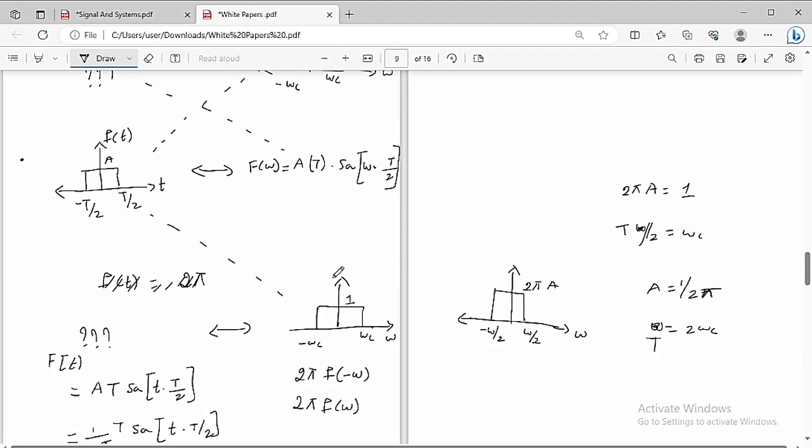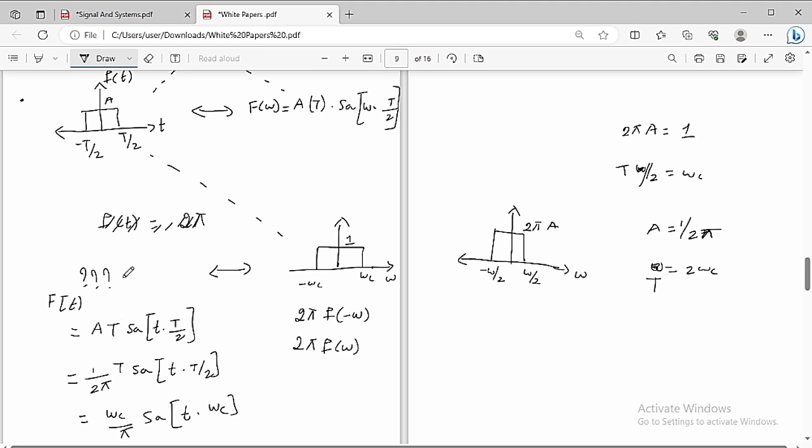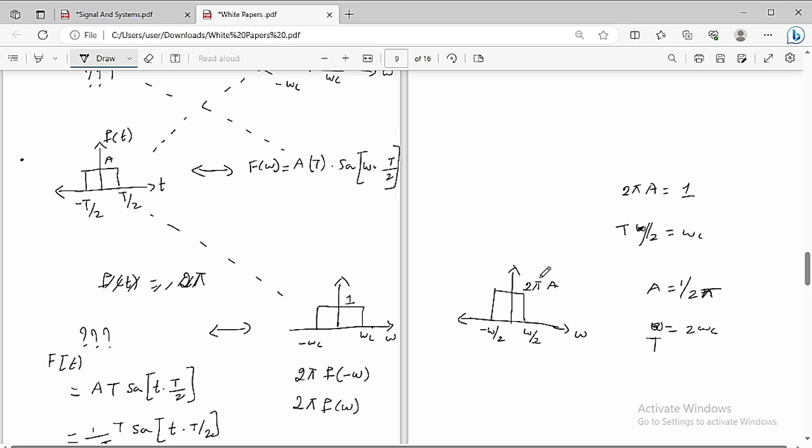So from that, what can we say? If this is the time domain, wherever omega is there, we put t. We are going to get A T Sa of T by 2, and this will now become 2 pi times c f of minus omega. So you have to multiply A into c, and it becomes 2 pi A. T remains the same here, it will never change. Plus T by 2 and minus T by 2 remain as they are. Only this will get changed.